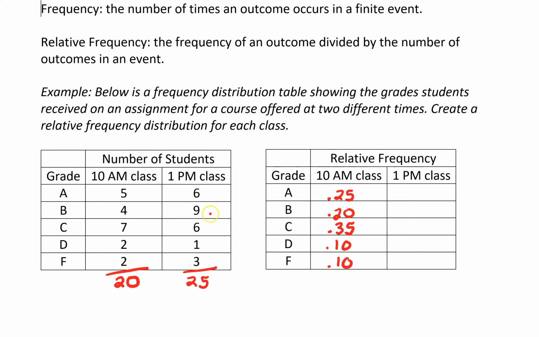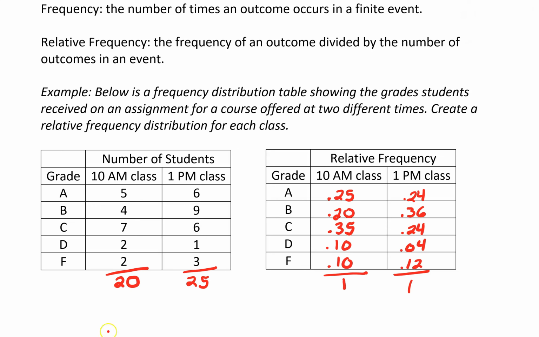For the 1 p.m. class, there are a total of 25 frequencies, or 25 total outcomes. 6 divided by 25 is 0.24. 9 divided by 25 is 0.36. If we were to add the relative frequencies all the way down in each of these columns, it should total to 1, just like with probabilities. Yes, that checks to 1, and the second column checks to 1.